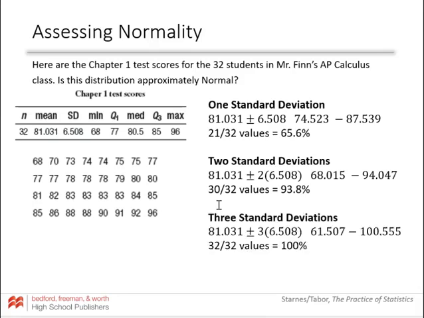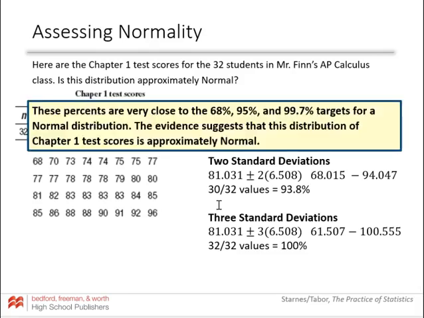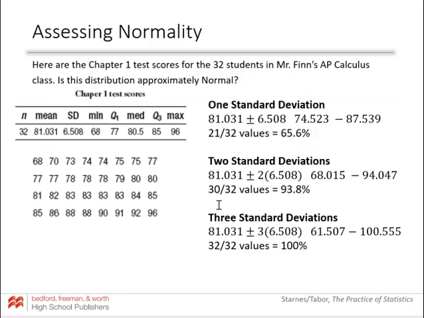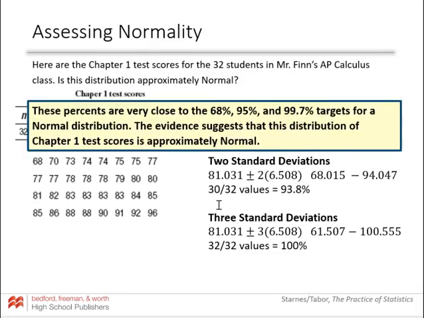And then for 3 standard deviations, all of my values, 32 out of 32, so 100%, are within 3 standard deviations. Okay, so we got 65.6, 93.8, and 100. It does not match exactly 68, 95, and 99.7, but it's very close. Again, it's never going to be perfectly normal. But as long as we are close, we would say that the Chapter 1 test scores are approximately normal based on both the graph and the 68, 95, 99.7 rule.